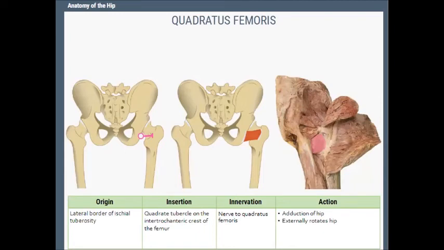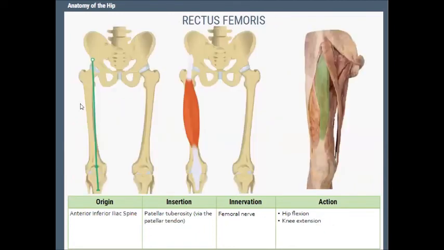Next one is rectus femoris. Rectus femoris is actually of the anterior compartment of thigh. It originates from AIIS, that is anterior inferior iliac spine. Insertion is on the patellar tuberosity, the nerve supply is femoral nerve, and hip flexion and knee extension will be its action.